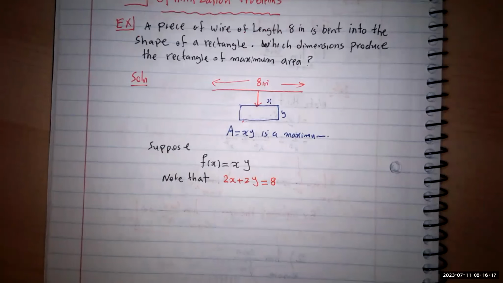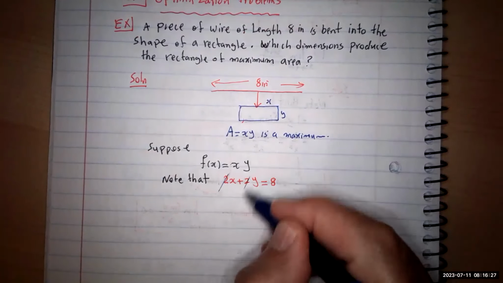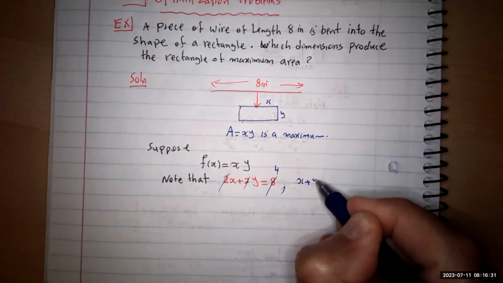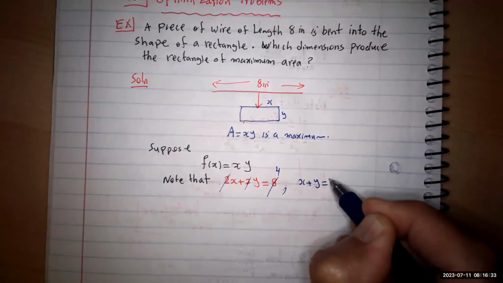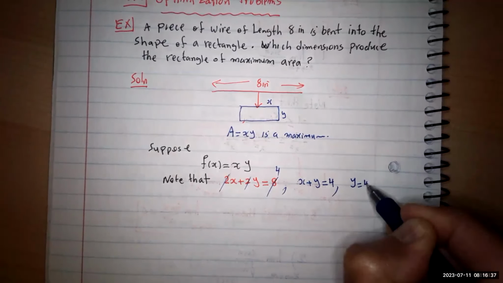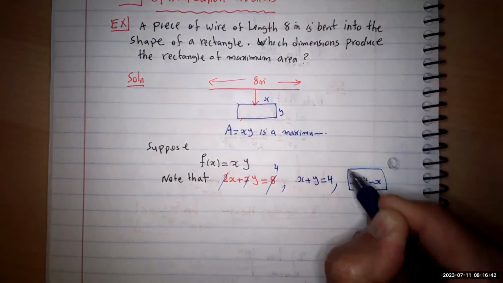Any question? Now, you want to solve for Y. What you can do is divide both sides by 2, which gives you 4. So you have X plus Y equal to 4. Then you can find Y. So Y would be 4 minus X. That's it. This is your first job: to find the relation.